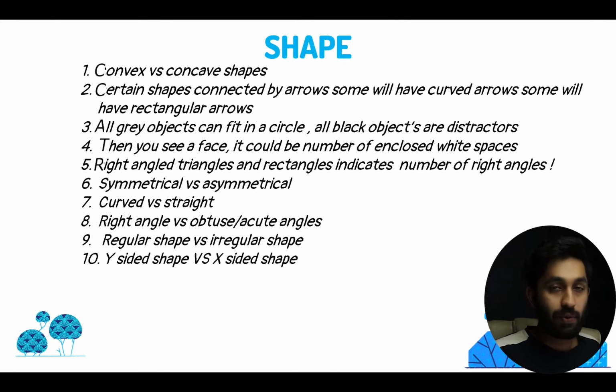Now here are just a few examples of some of the patterns I faced during my abstract reasoning revision, and these were some of the patterns I wrote down. We've got symmetrical versus asymmetrical, we've got curved versus straight shapes. So set A has all curved shapes, set B has all straight shapes. We've got right angle versus obtuse, so all set A have right angles, all set B have obtuse angles. We've got y-sided shape versus x-sided shape, so let's say set A had 10-sided shapes and set B had 7-sided shapes, so shapes with 7 sides. And these were just some of the patterns.